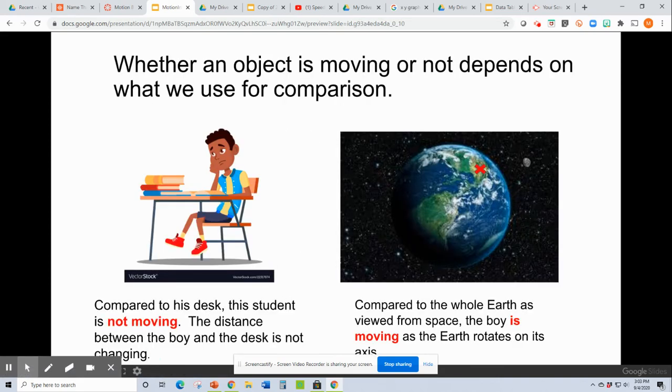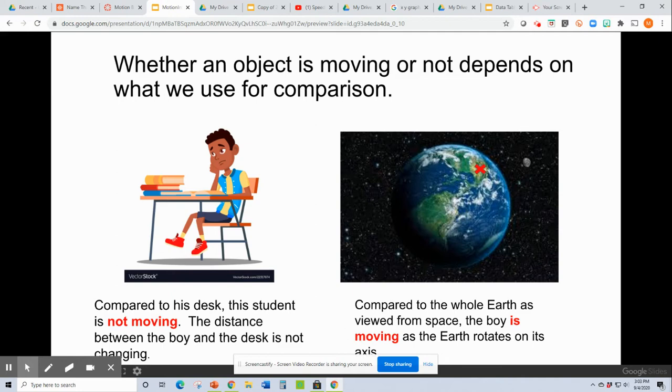So here's a part of our answer. Whether an object is moving or not actually depends on what we use for comparison. So on the left, here's a picture of a young student sitting at his desk. He might be fidgeting, but really, if we compare him to his desk, we would actually say he's not really moving away from the desk. The distance between the boy and the desk is not changing.